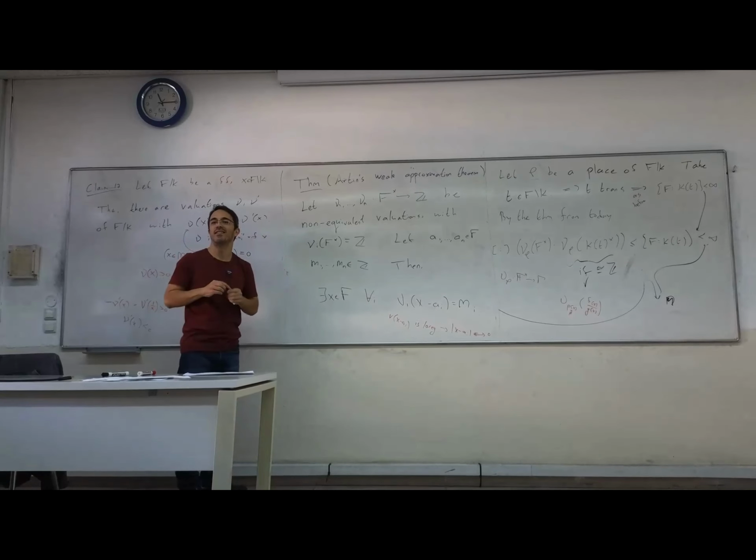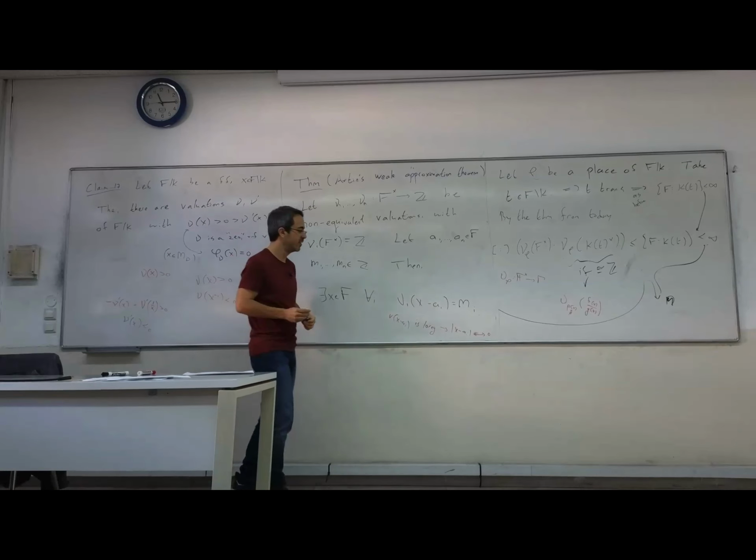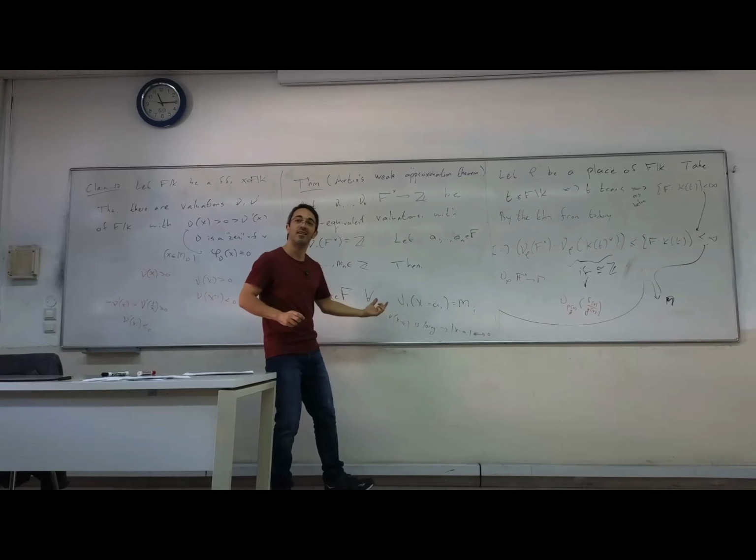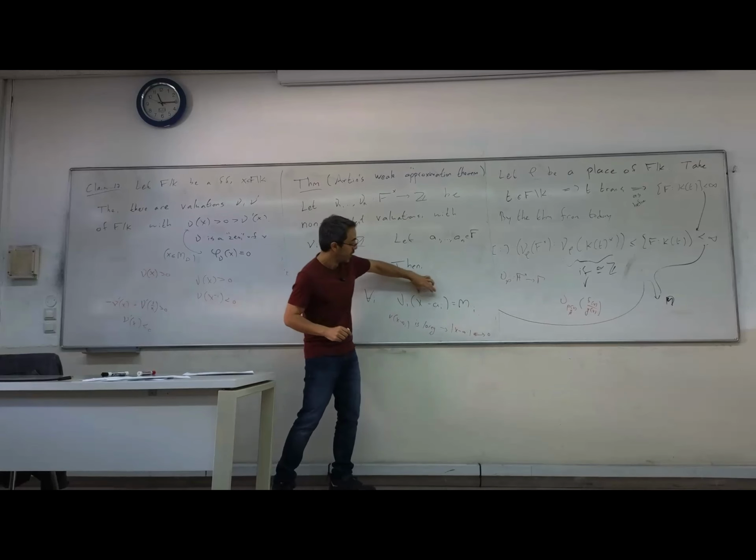Yes. Vi of x minus ai is large, which means close? Yeah, exactly. So when mi is large, it means close.